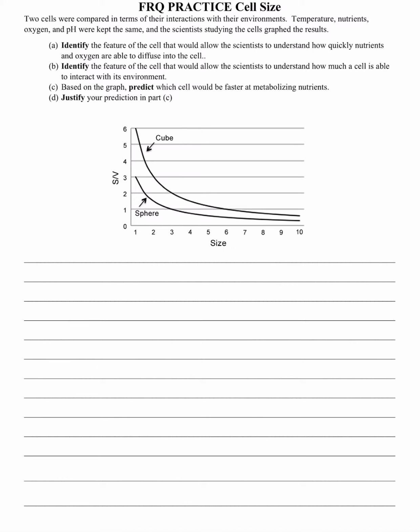The answer to this one is going to be the volume. The volume of the cell is what allows those nutrients to move into the cell. Just picture a really, really big volume. It's going to take a long time for something to travel from the surface to the center, or from the center to the surface. Whereas a smaller one, it's not going to take as long.